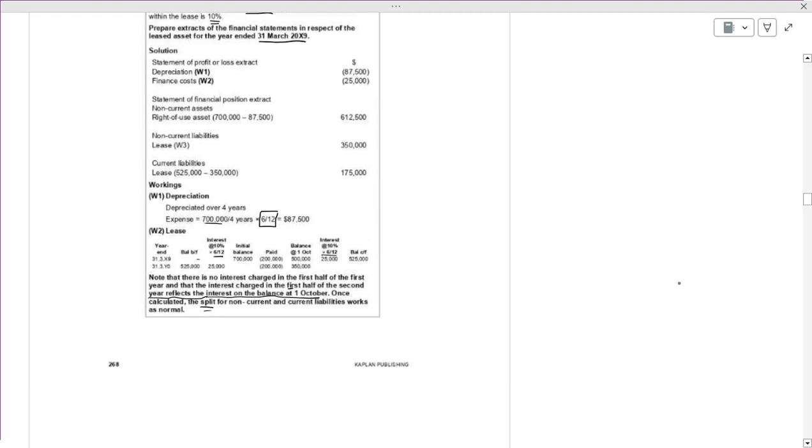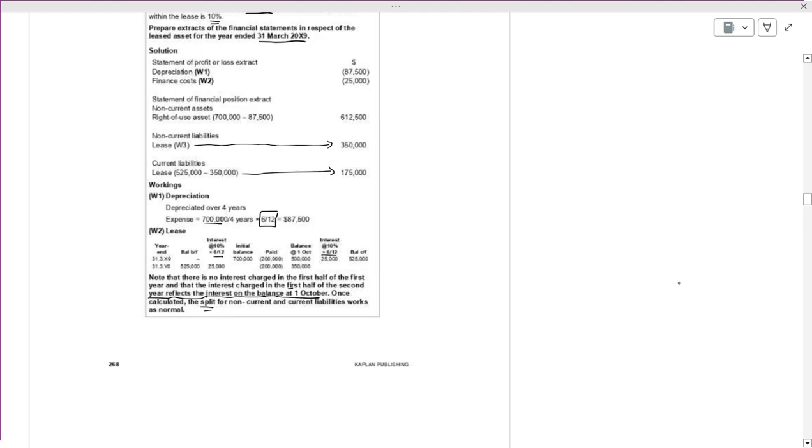Again, once calculated, it will be split into non-current and current liabilities, as we did in the previous case. Now you will have some more clarity on what we are doing. They have taken depreciation, finance charge, non-current asset, right of use. Right of use is the total outstanding minus how much we have paid in the first year. This is the same concept which we applied in the previous case.